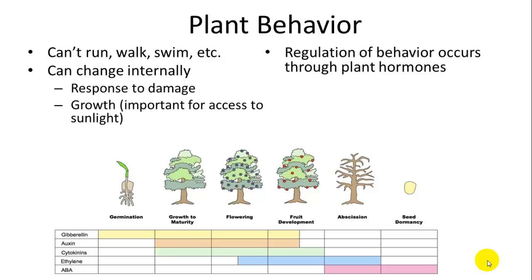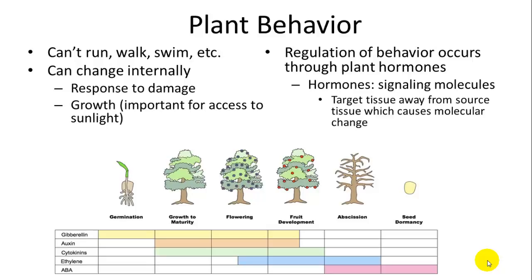So the regulation of their behaviors occurs through plant hormones. And a hormone is a signaling molecule, so something that originates from one tissue and then travels through the plant to a different part of the tissue, the target tissue. And this causes a molecular change, or causes a cascade of events which initiates a response. There are different types of hormones: gibberellins, auxins, cytokinins, ethylene, and abscisic acid, which is what ABA stands for, and they control a variety of plant behaviors.